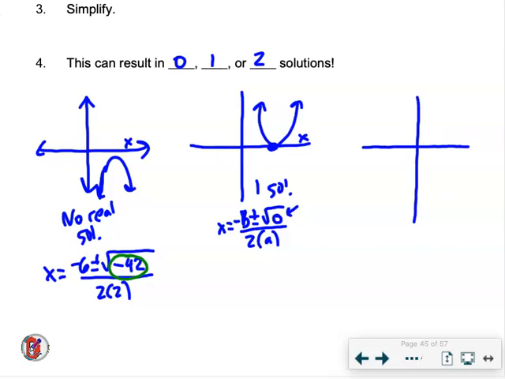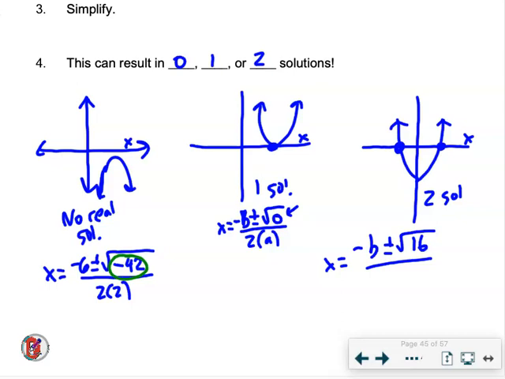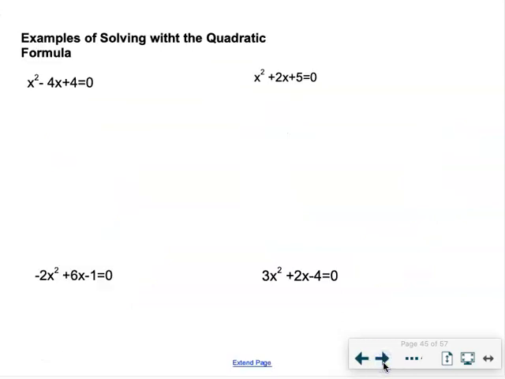And then 2 solutions is something we see a lot. This would have 2 solutions because it crosses the x-axis in 2 spots. It would be x is equal to negative b, plus or minus, this is when you get a square root of something positive. It might be a perfect square like 16. It might be not. It could be like square root of 20 or something like that, over 2a. But those are the situations that you can end up with using the quadratic formula. And that's not anything too new. All right, let's go through a couple of these.